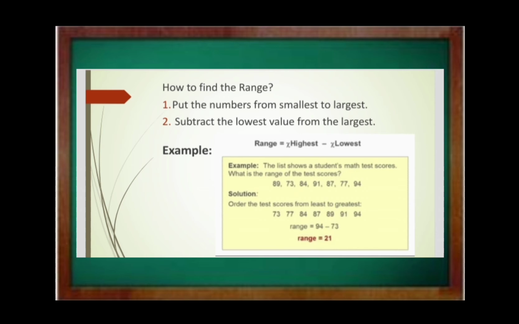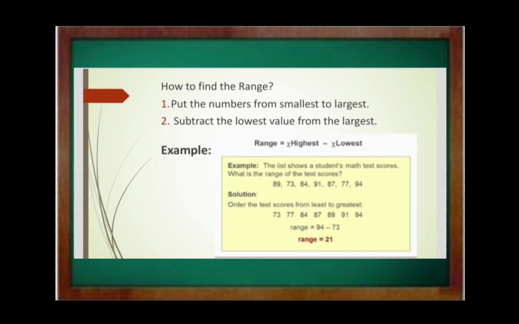You have 73, 77, 84, 87, 89, 91, and 94. So, you need to put the numbers from the smallest to largest and subtract the lowest value from the largest. 94 minus 73 is equal to 21. And your range is 21.